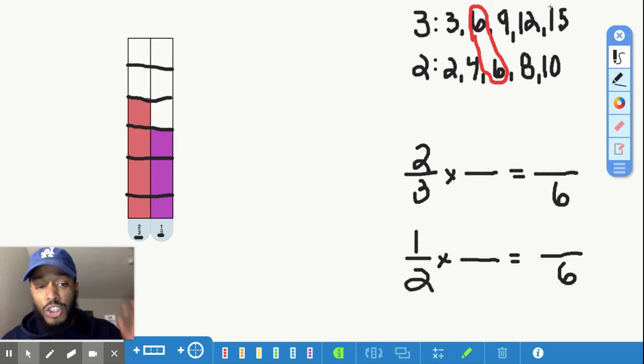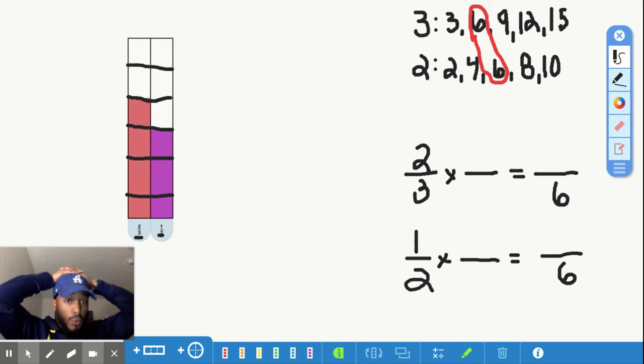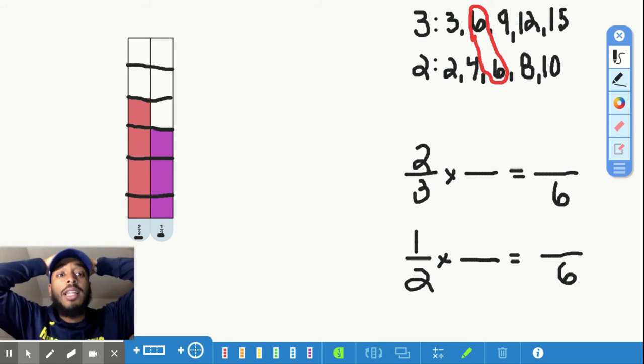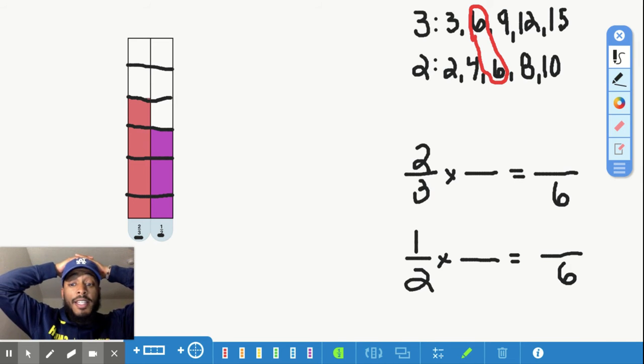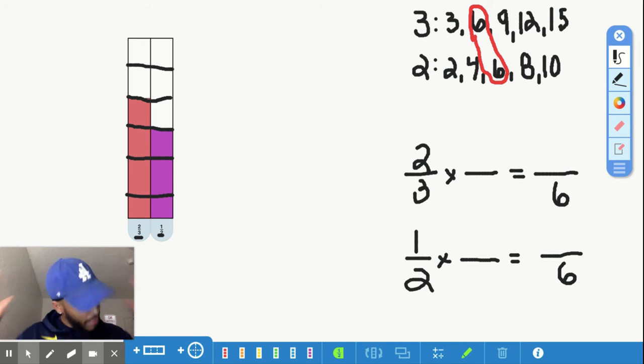I noticed that the smallest number that both 3 and 2 have in common when I list my multiples is 6. Excellent job. It's 6. And you see that because I've circled it.